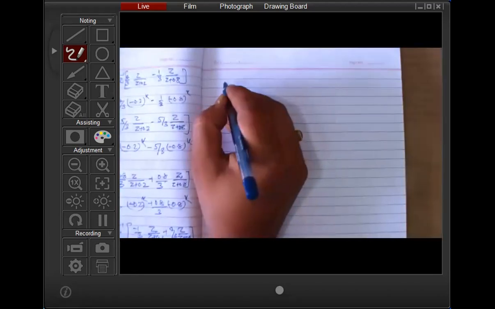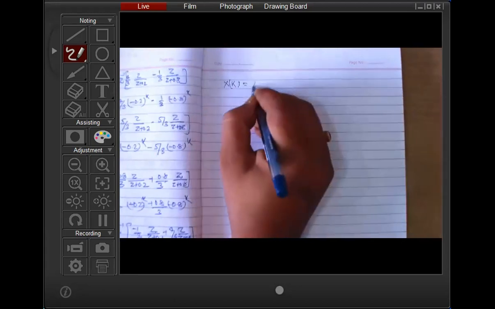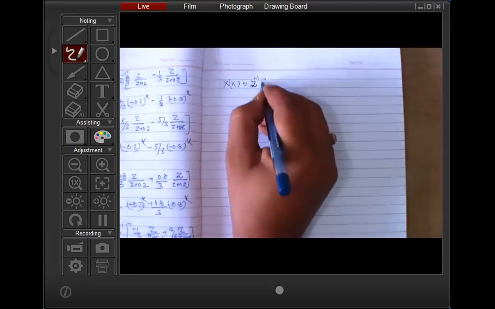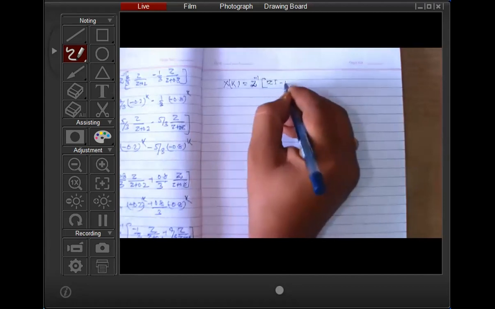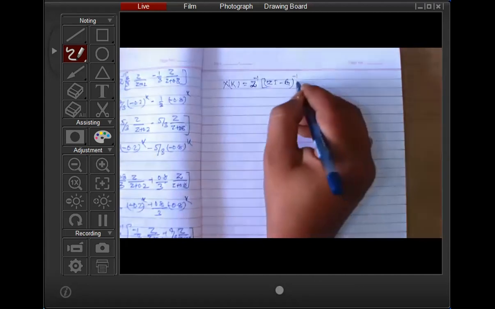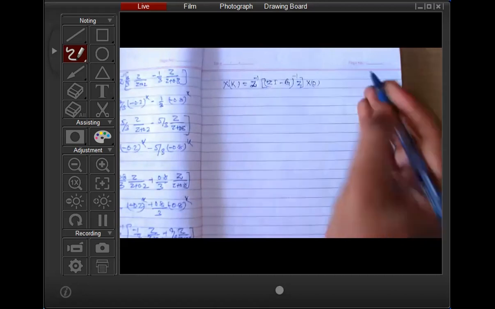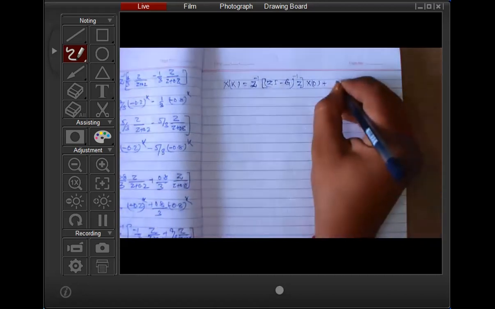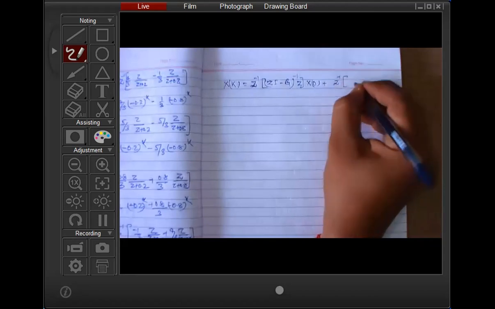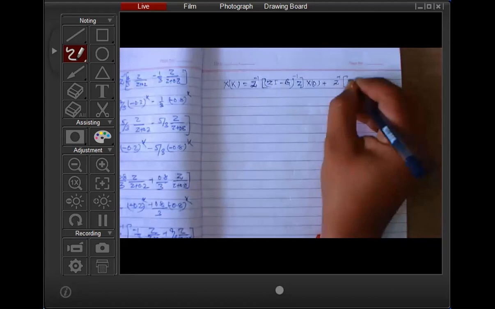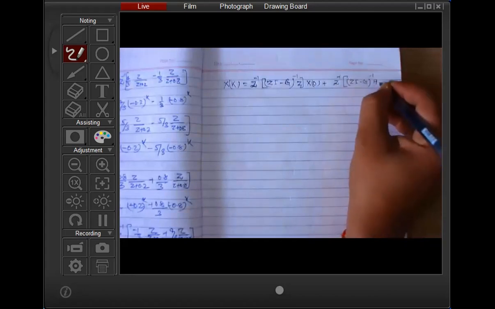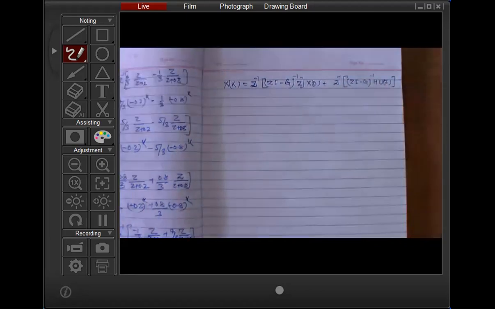From the definition, the solution of a state variable x(k) is equal to the inverse Z transform of (zI minus G) inverse into z into x0, plus the inverse Z transform of (zI minus G) inverse into H into U(z). Yes or no? Yes, sir.